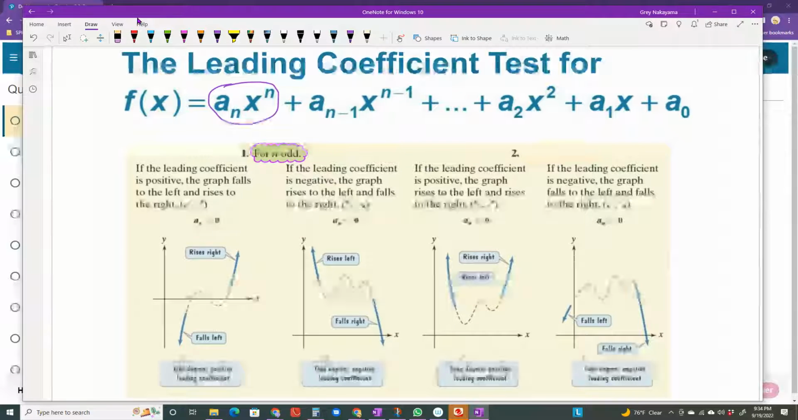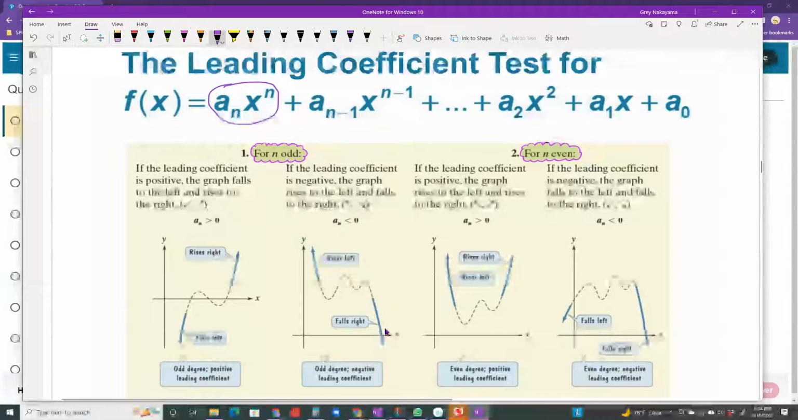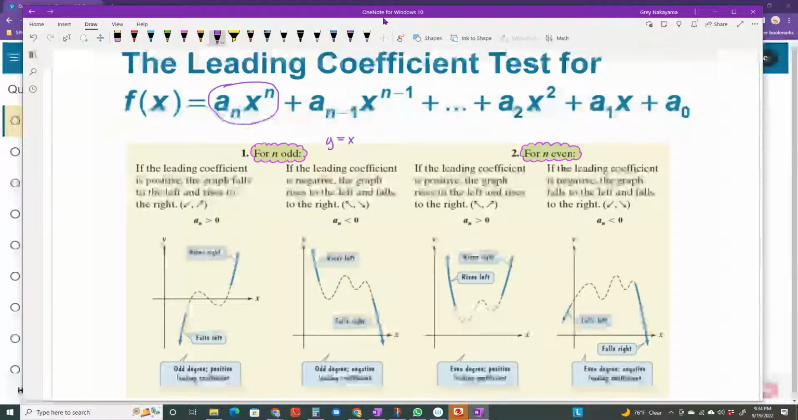And if it is odd, then my arrows are going to go in different directions. This is odd positive. That's what that says right here. This is odd negative. And if n is even, then the arrows will go in the same direction. Positive means they both will go up. Negative means they both will go down. Now, I want to tell you what you already know. Okay, odd, y equals x cubed. You know it looks like this. Okay, those arrows go in different directions.